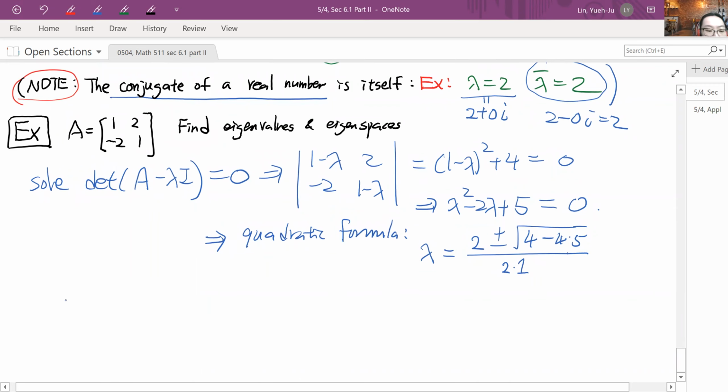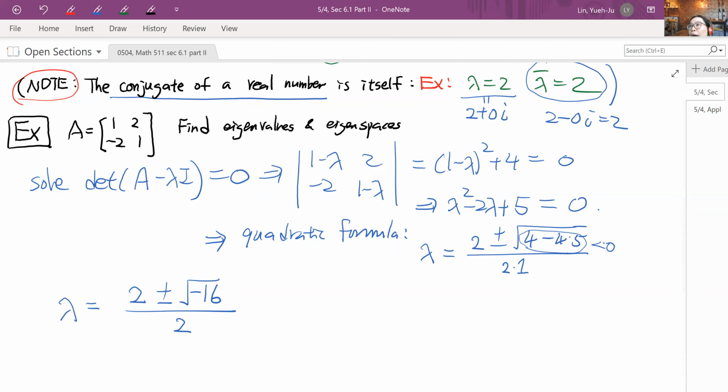Let me simplify this a little bit. I have 2 plus or minus, and under the square root you have 4 minus 20, that's minus 16. As you can see, that's where the real root does not exist. In the past, when we saw this number to be less than 0, we would say, oh, a real root does not exist. But this time, the imaginary number i allows us to deal with a situation like this.